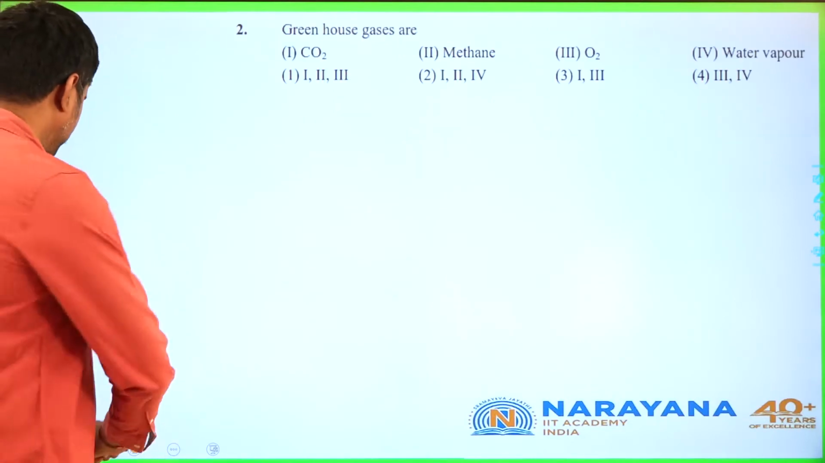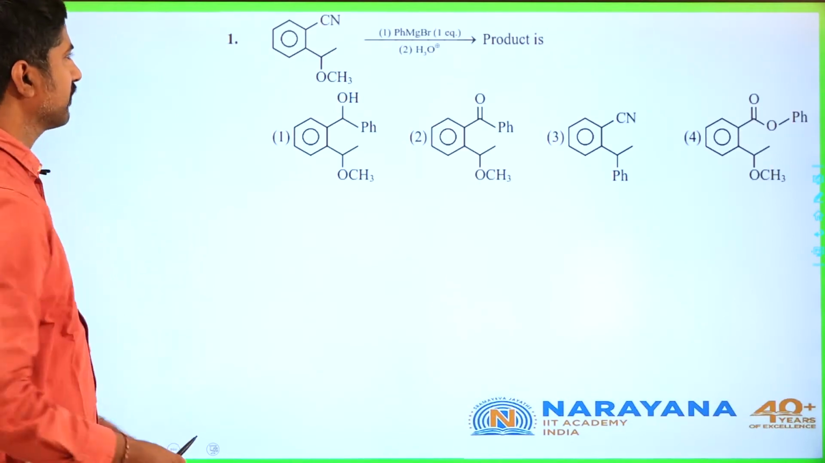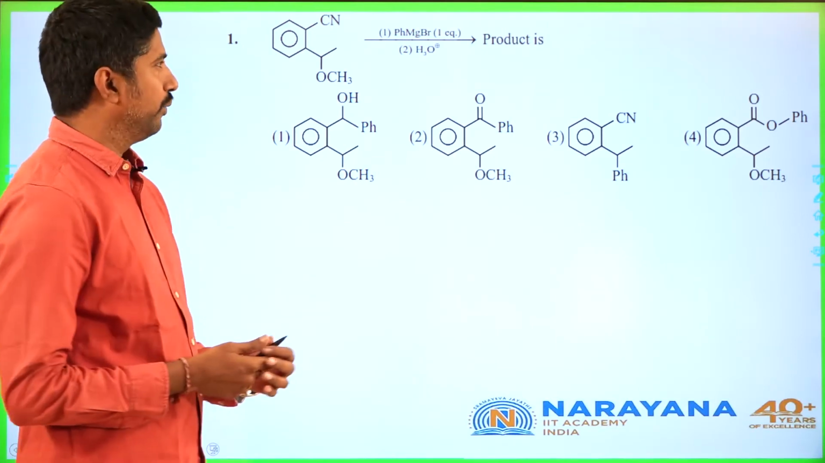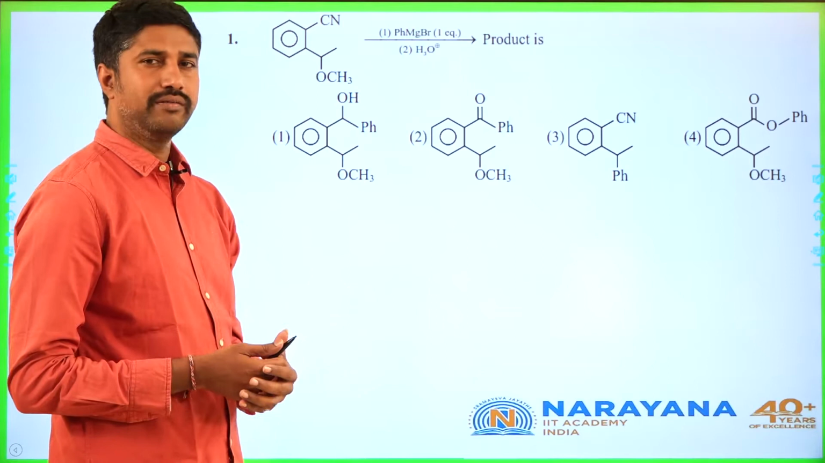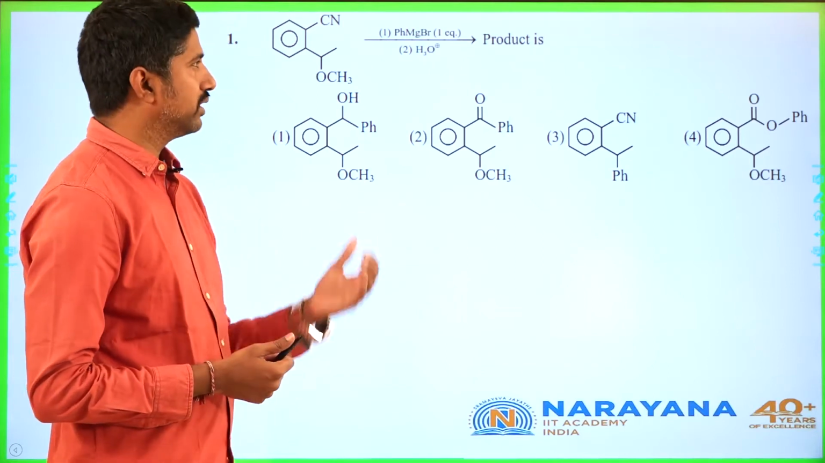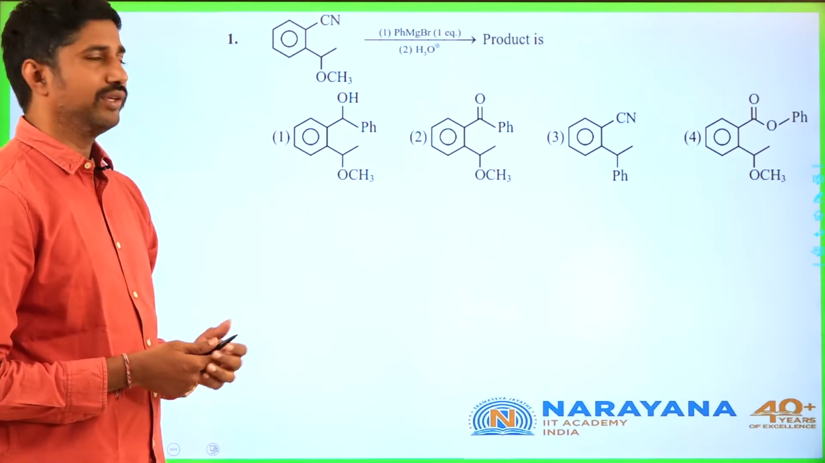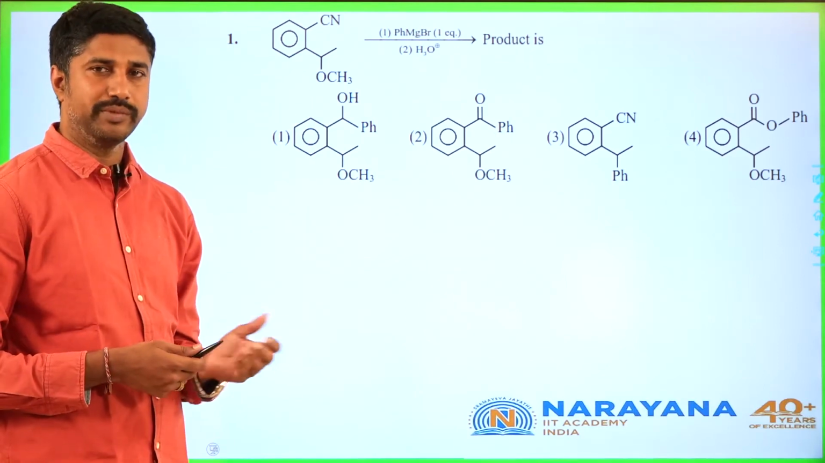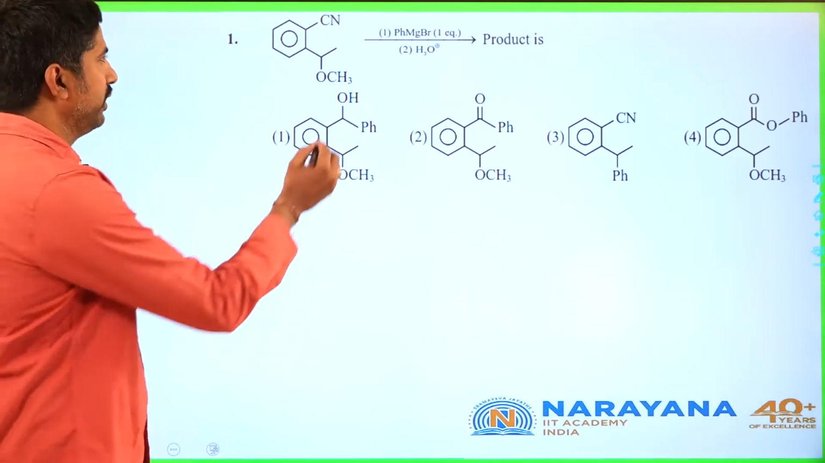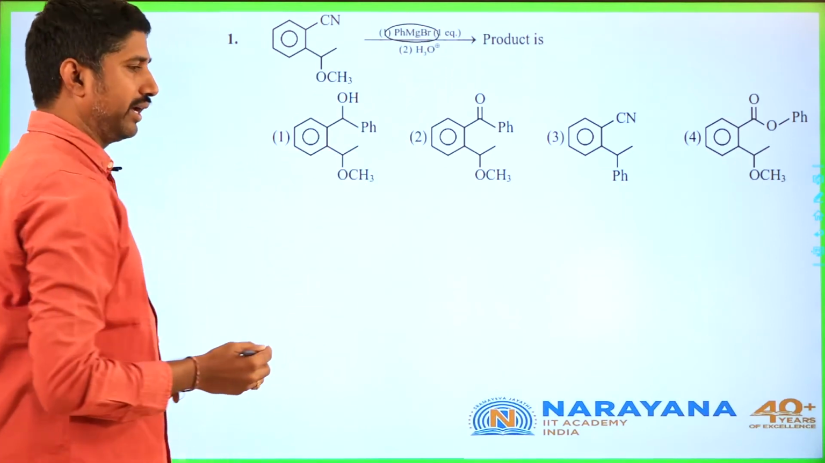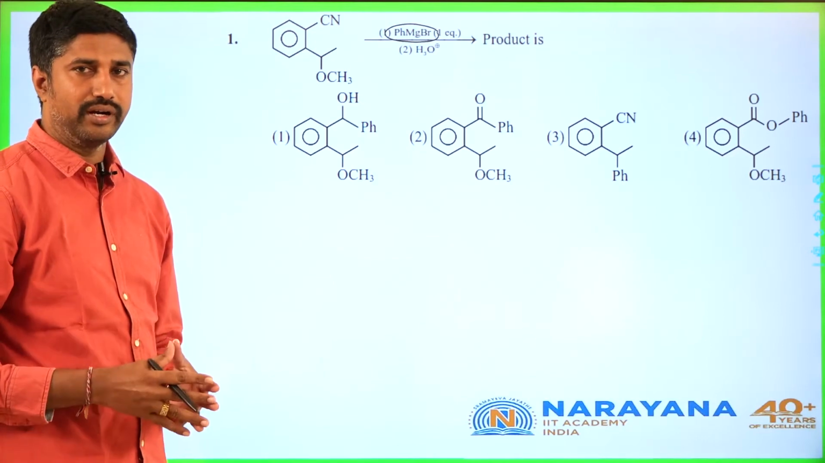So this is the compound given here, an organic compound with phenyl magnesium bromide followed by hydrolysis. What is the final product you are going to get? The given organic molecule contains a cyanide group as well as a methoxy group, and we know that phenyl magnesium bromide is just like an alkyl magnesium halide, which is a Grignard reagent.